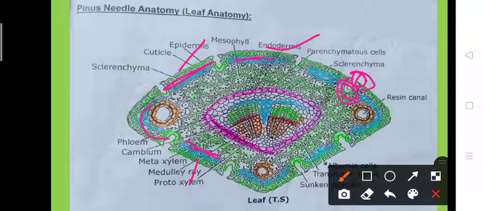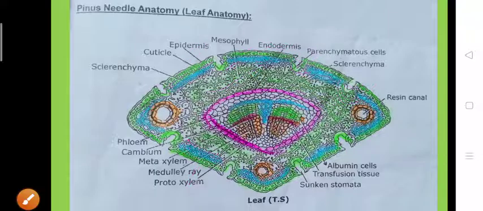This is about the hypodermis. Below the epidermis, 2 to 3 layered hypodermis is present. It is made up of sclerenchymatous tissue. Below the stomata, air chambers are present in the hypodermal position. This is about hypodermis. Next, move to mesophyll.